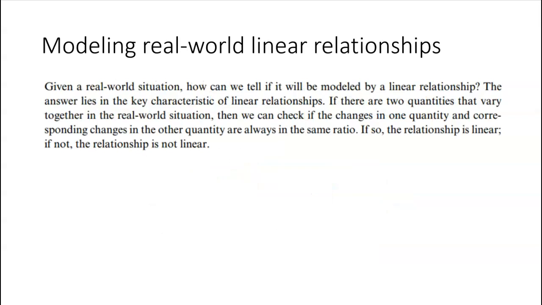So modeling real-world linear relationships, we can tell if we see a couple key characteristics. If there are two quantities that vary together, we want to check if the changes in one quantity and corresponding changes in the other quantity are always in the same ratio. If so, it's linear. If not, it's not linear.